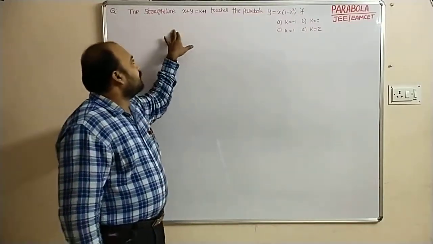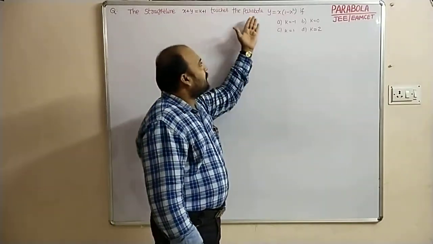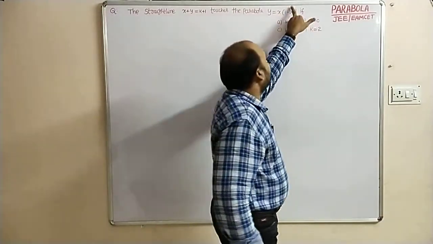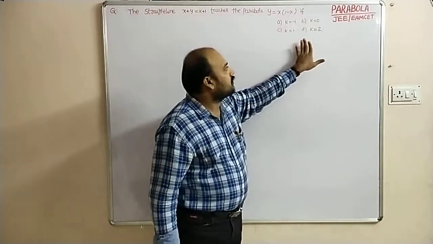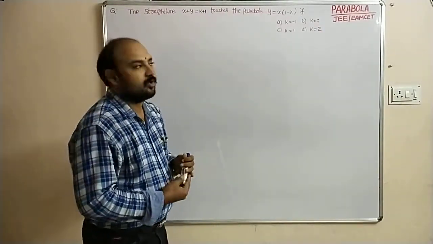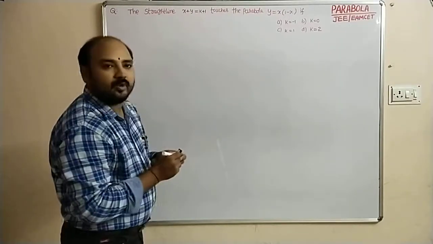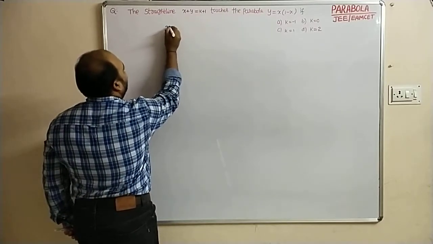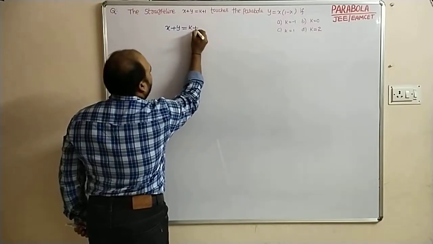The straight line x plus y equal to k plus 1 touches the parabola y equal to x into 1 minus x. For what values of k does this line touch the parabola? So first, what we have to do here is consider the given line. The given line is x plus y equal to k plus 1.